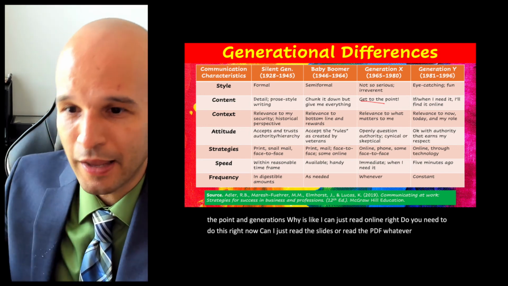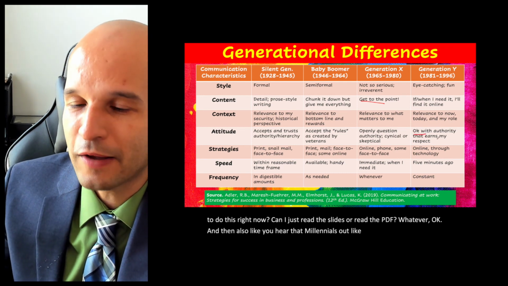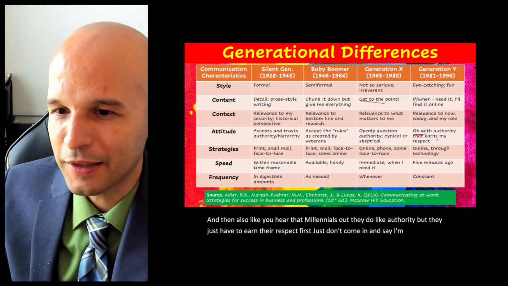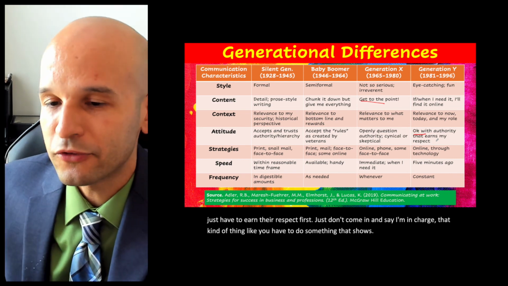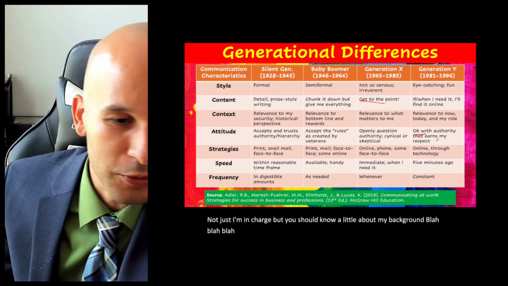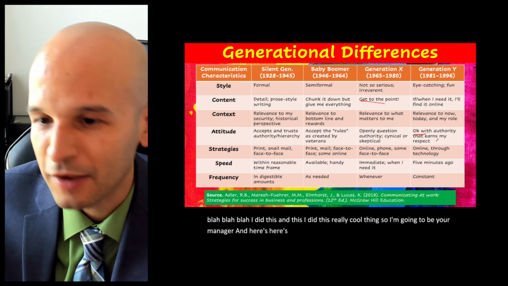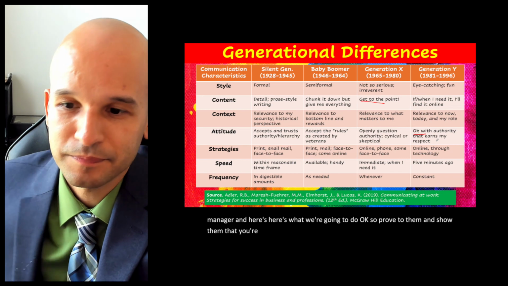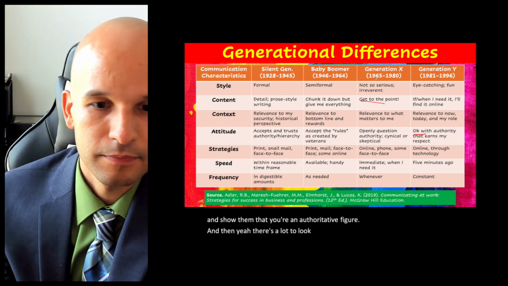Okay. And then also, like, you hear that millennials don't like authority. Well, they do like authority, but they just have to earn their respect first. Like, just don't come in and say, I'm in charge, that kind of thing. Like, you have to do something that shows, not just I'm in charge, but you should know a little about my background. I did this, this, and this. I did this really cool thing. So I'm going to be your manager, and here's what we're going to do, okay? So prove to them and show them that you're an authoritative figure. And then, there's a lot to look at here.